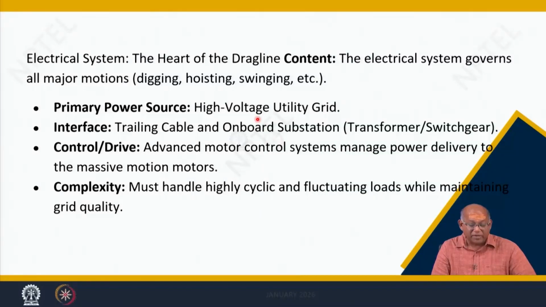So, what is the primary power source here? The primary power source is the high voltage utility grid. That means, after the power is transmitted, we have a utility grid, and from the grid we are drawing power. Grid means all the power generating stations of the country are connected to a common circuit, a three-phase circuit everywhere. Odisha, West Bengal, UP, everything is connected to a common grid. This is called the national grid.